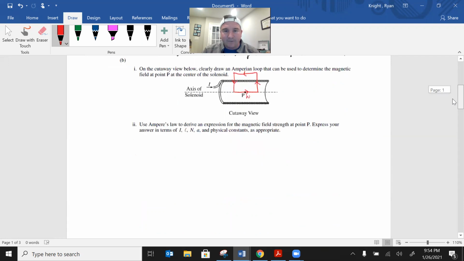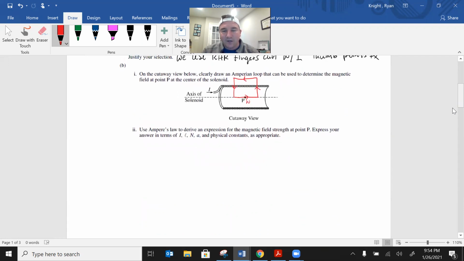Use Ampere's law to derive an expression for the magnetic field strength at point P. Express your answer in terms of I, L, N, A, and physical constants. So we're working with Ampere's law, which is the loop integral of B dot dl is equal to mu naught times I enclosed.